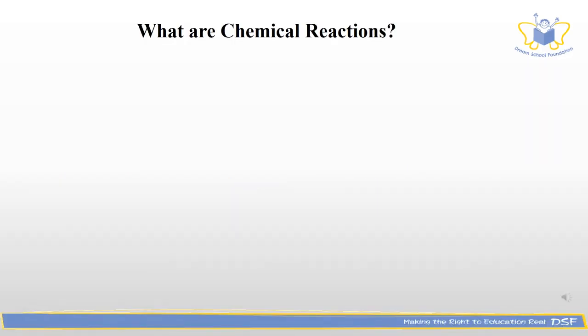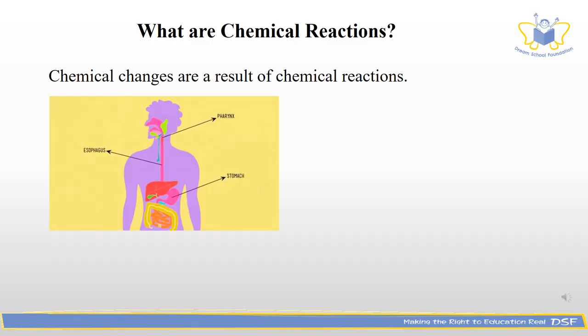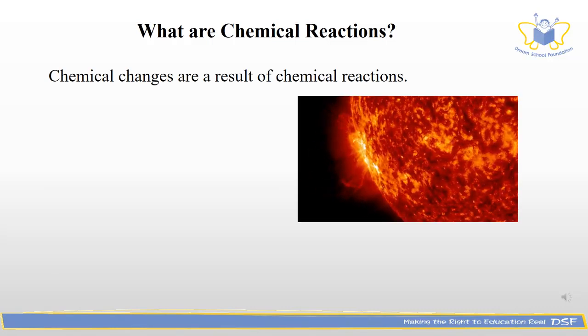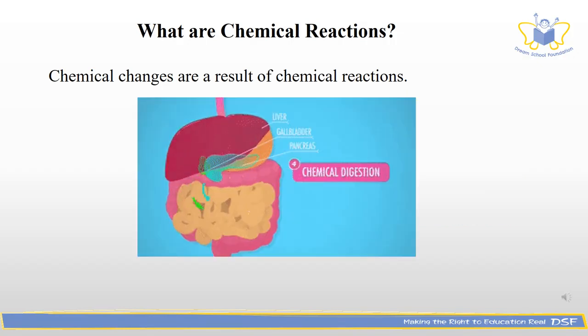Whenever a chemical change occurs, we say a chemical reaction has taken place. Chemical reactions are all around us, from the metabolism of food in our body to the light we get from the sun, which is the result of chemical reactions. The food we eat gets digested by a number of chemical reactions taking place in our body, and it gives us nutrients and vitamins.